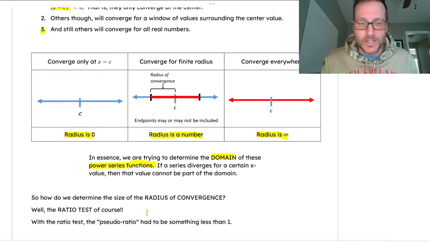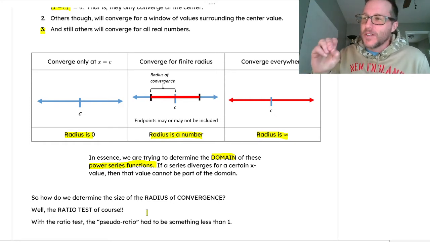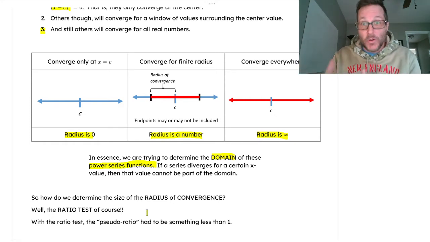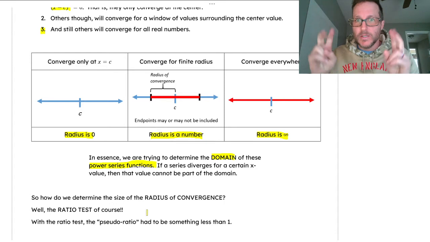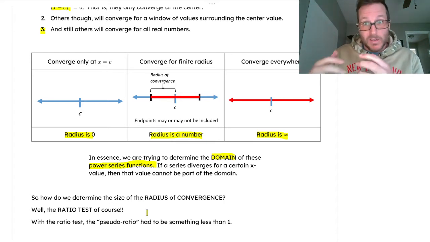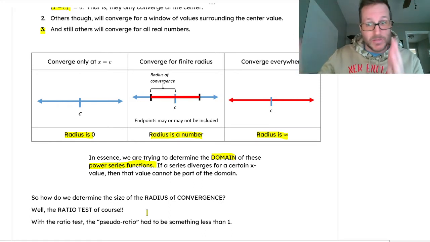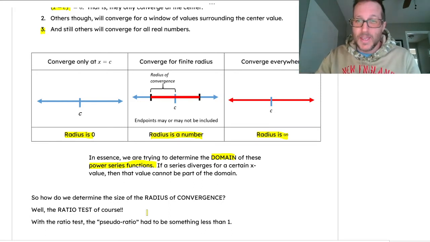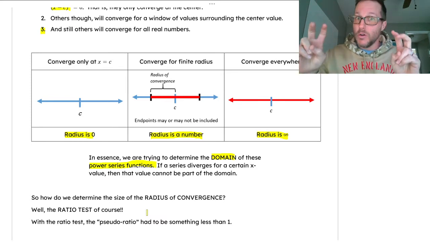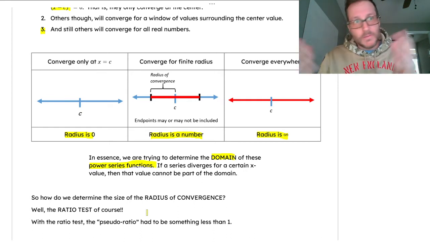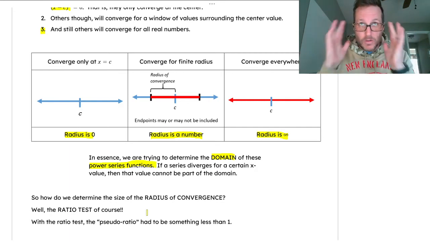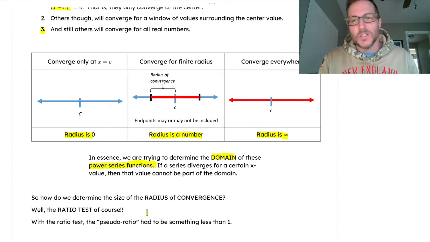And now if we recall the ratio test, remember we were trying to take a series and determine whether it acted like a geometric series or not. So that pseudo ratio: we took the limit as n went to infinity of the absolute value of the n plus 1th term divided by the nth term. As long as that pseudo ratio was less than 1, well then we had a convergent series on our hands. If the ratio was greater than 1, it diverged, and if the ratio was equal to 1, the ratio test was inconclusive. More on that in a second.